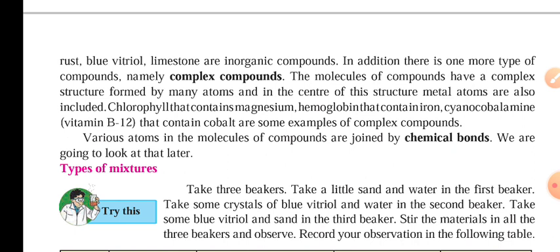After inorganic and organic, there are certain compounds which are very complex in nature. Why do we call them complex? Because multiple atoms or multiple elements are present in the molecular formula, and in that, a number of metals are also present simultaneously in the same compound. That's why this kind of compound is called a complex compound.